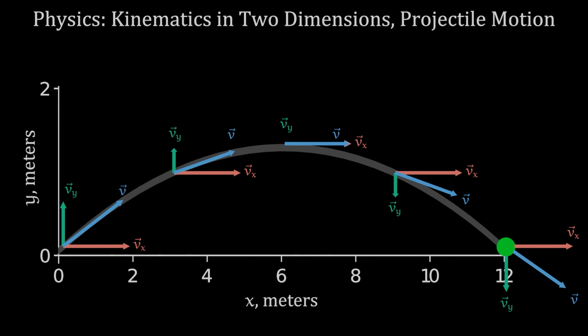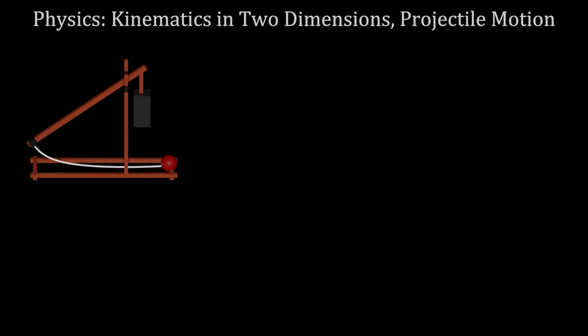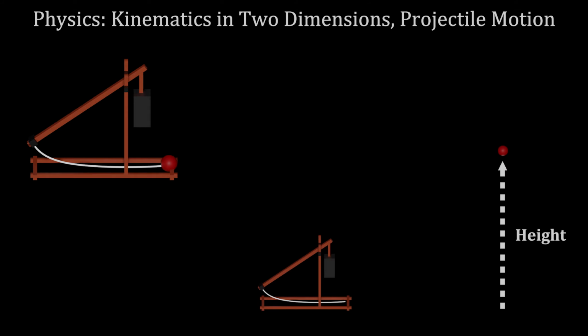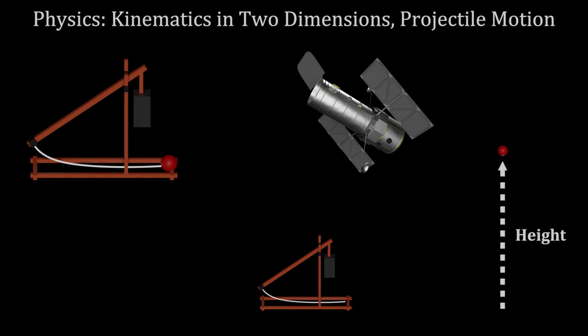Now that we're introduced to kinematics in more than one dimension, we can start looking at a lot of other things, like how to maximize the range of a trebuchet, or how to calculate the maximum height of a projectile, or how things in orbit stay in orbit. In the next few videos, we'll start covering these interesting topics, so stay tuned.